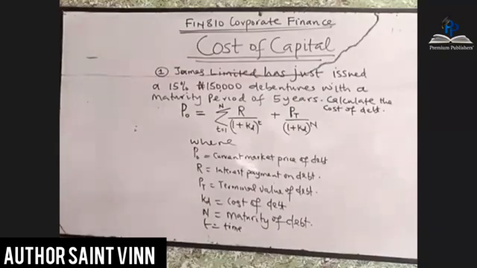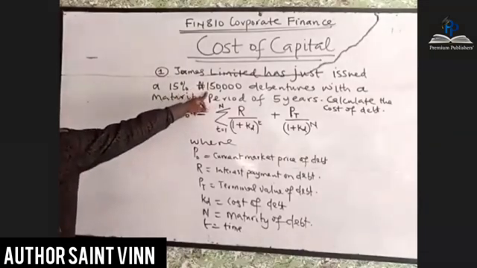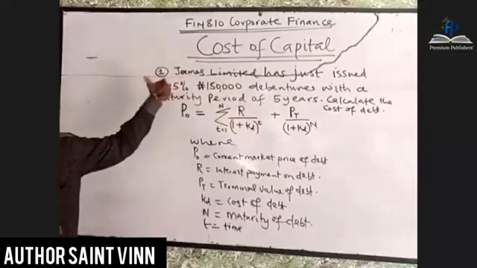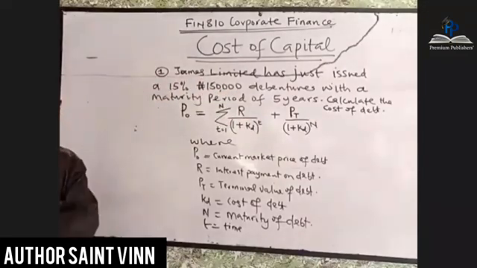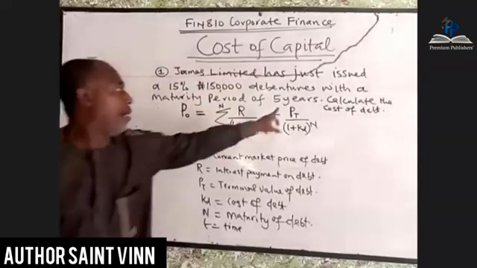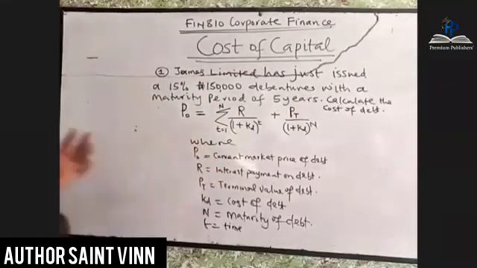And the current market price is also 150,000. That's the price of the debenture, the current market value. That will be the terminal value as well. PO and PT are the same. Our R is 15% of 150,000. N is 5. Everything is taken care of. What are we looking for?